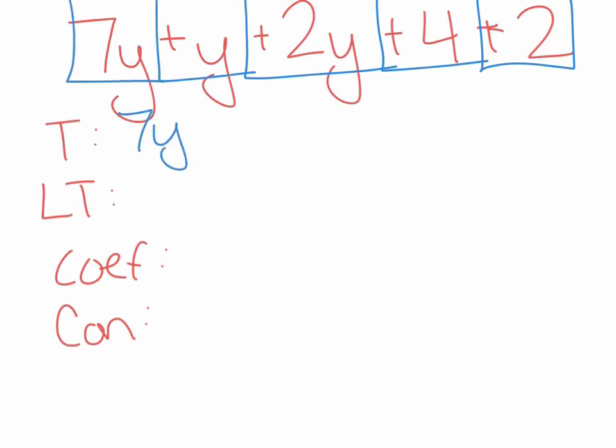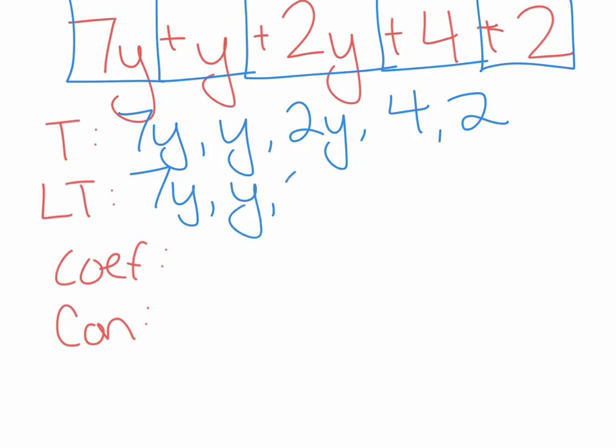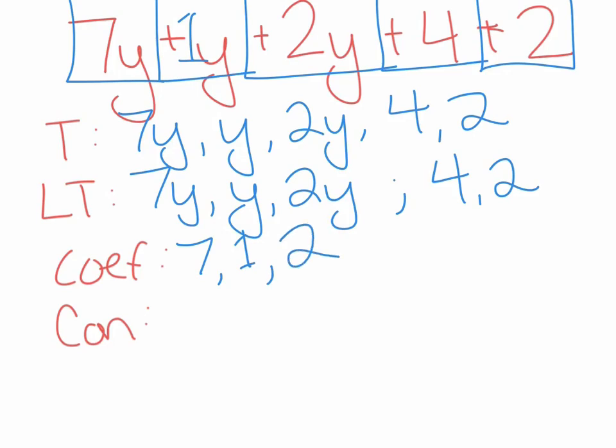Okay, so we have 7y, y, 2y, 4, and 2. And you can have more than 2 like terms. So here we have everything with a y is a like term. So we have 7y, y, and 2y. Those are all like terms. And then in addition, another set is 4 and 2 are also like terms because they're both constants. Our coefficients are 7, an invisible 1, a 2, and then we have our constants of 4 and 2.